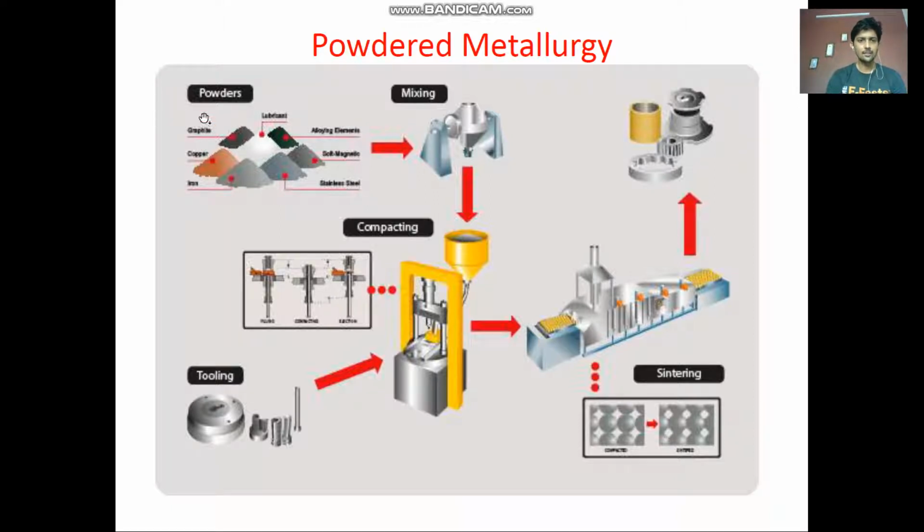When they make powders of different materials, they mix them in the proper proportion. Once mixed, they compact the powder in a machine. For compacting, they use certain tools. Using these tools, they compact it and give it a certain shape. Then they send that compacted product to the sintering process.